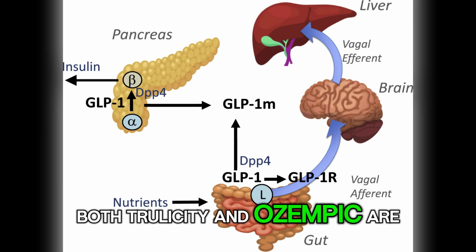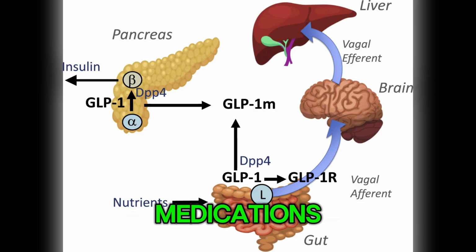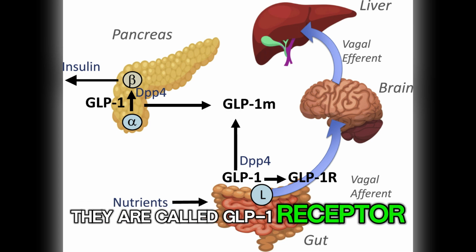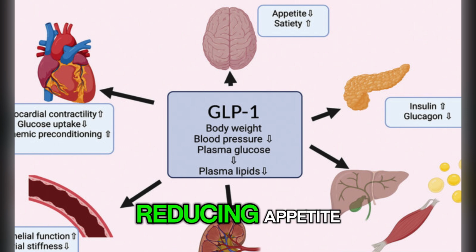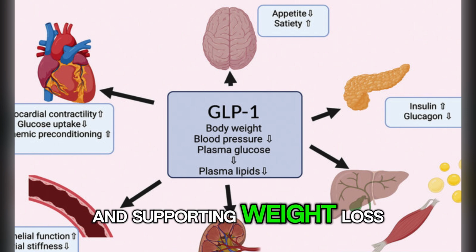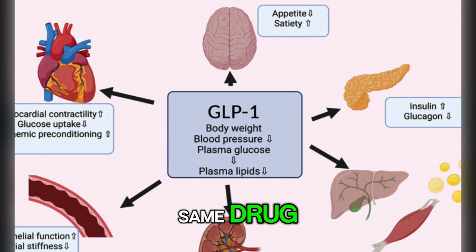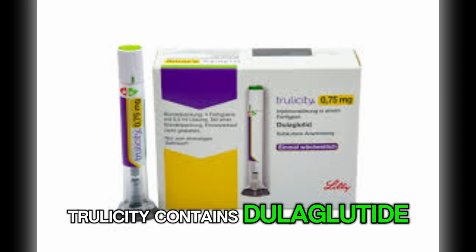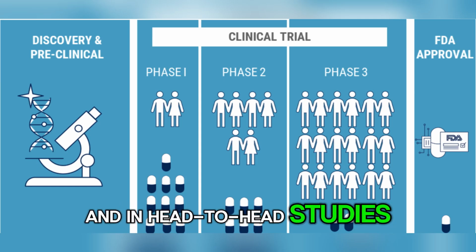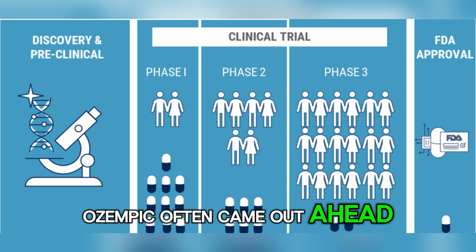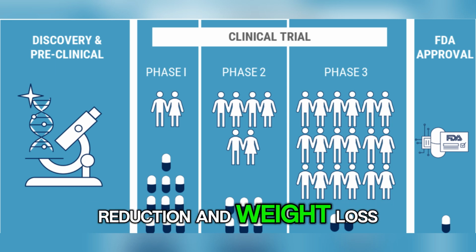Both Trulicity and Ozempic are in the same class of medications. They are called GLP-1 receptor agonists. That means they work similarly by helping lower blood sugar, reducing appetite, and supporting weight loss. But they are not the same drug. Trulicity contains dulaglutide, Ozempic contains semaglutide. And in head-to-head studies, Ozempic often came out ahead when it came to A1C reduction and weight loss.